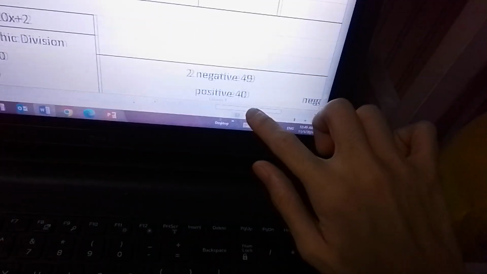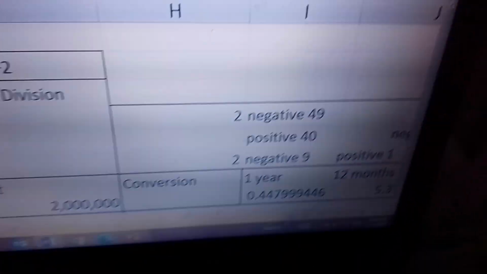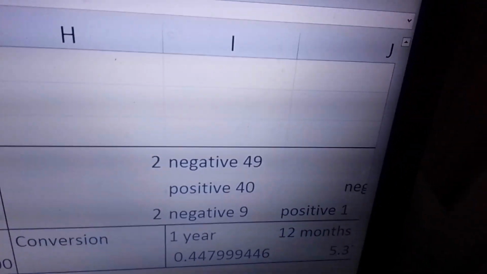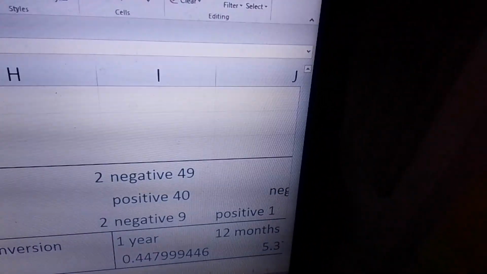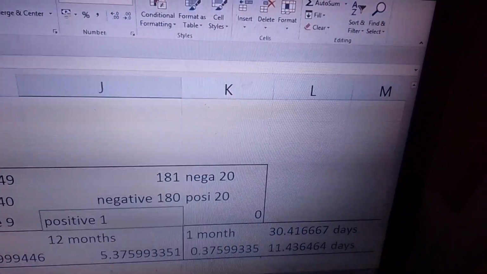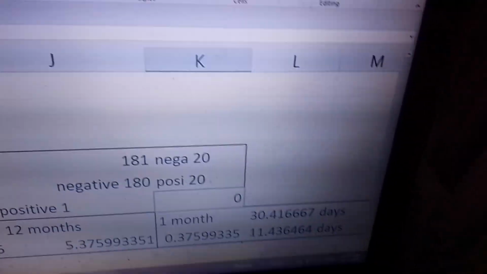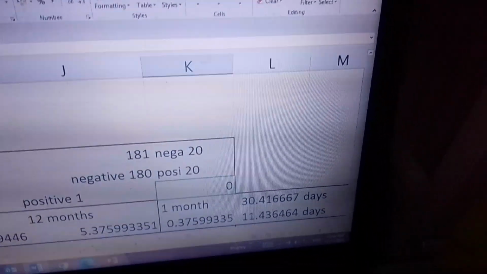Looking at my solution sheet here, ito yung synthetic division ko. So ito yung ginawa ko dito. So ang ginawa ko dito ay bring down the 2. Then we multiply it by 20. And then we get positive 40. Then subtract. Then we get negative 9 times 20. And we're times 20 to get negative 180. Then to give you positive 1 times 20, and we get positive 20, which gives you 0. So therefore, 20 is a solution.